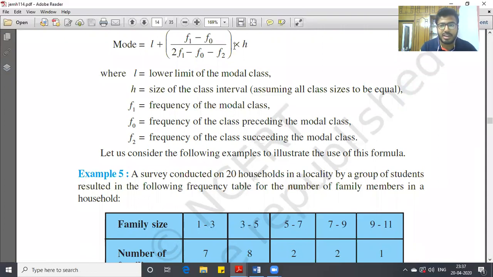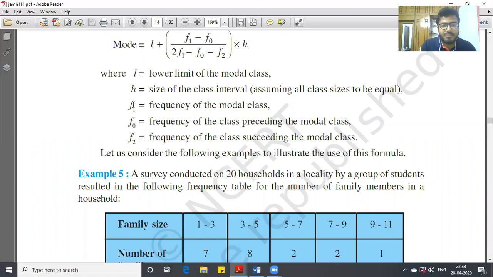यहाँ पर जो साइड में लिखा है H into H है, remember that, into H. So H, class size है 1 to 3, 3 to 5. How much is the class size? Here it is what? 2. Okay, 1 to 3 में 2 डिफरेंस है. 3 minus 1 is 2, 5 minus 3 is 2, 7 minus 5 is 2, 9 minus 7 is 2, 11 minus 9, it is 2. So 2 is the class size. Okay, so you got that thing.